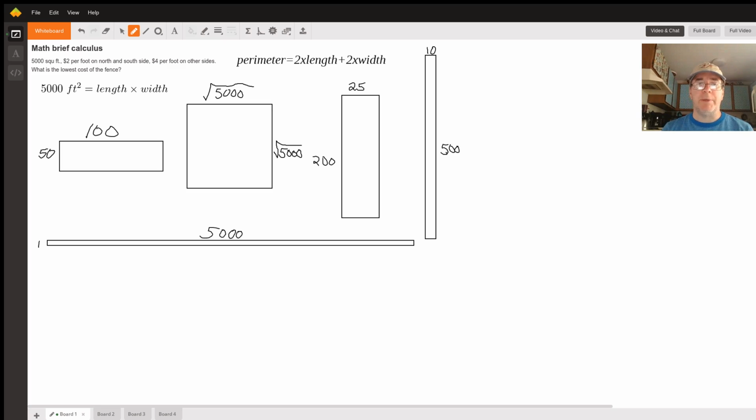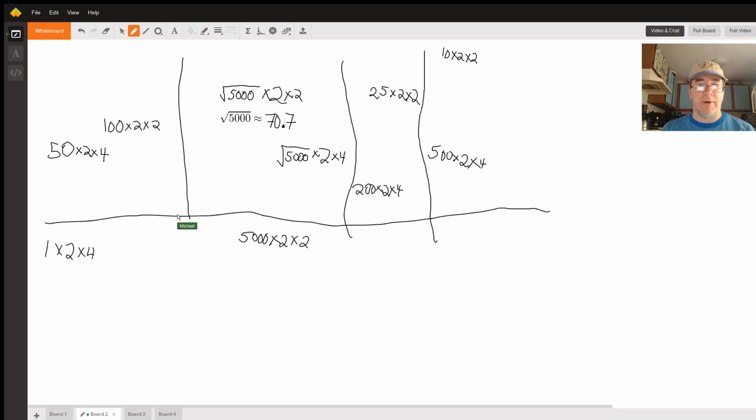And so you might be tempted to think that that would be the cheapest of the fenced in areas, but it's in fact not, because it is $2 per foot on the north-south sides and more expensive on the east-west sides. So if you see here, this shows the areas of the fences. I didn't redraw the fences, I just drew the little math problems. And the square root of 5,000 is 70.7.